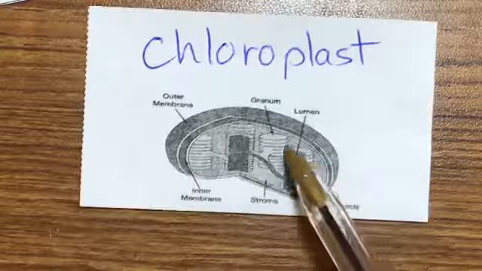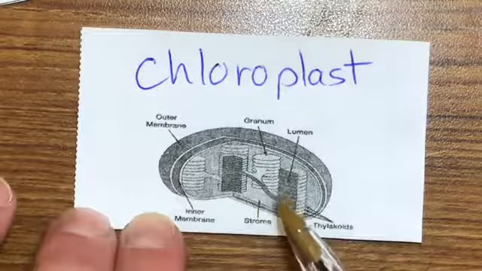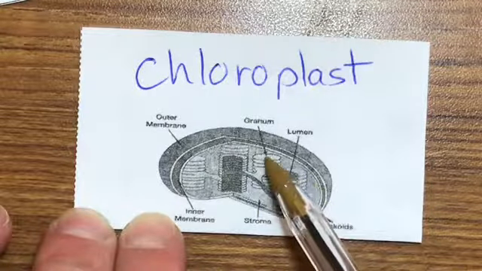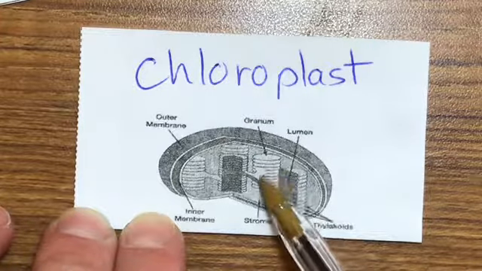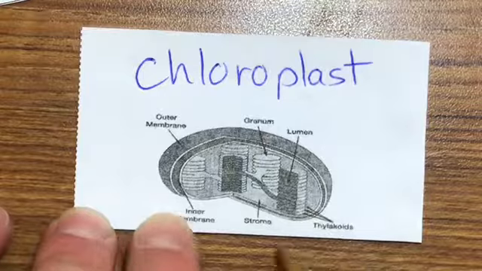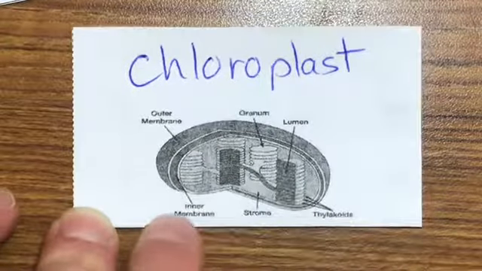All right, and there's an image of it. It has an outer and inner membrane. It has these little tiny stacks of discs on the inside called granum. The stacks are called granum. The little discs are called thylakoids. The liquid inside there is called the stroma. All right, and that is the notes.